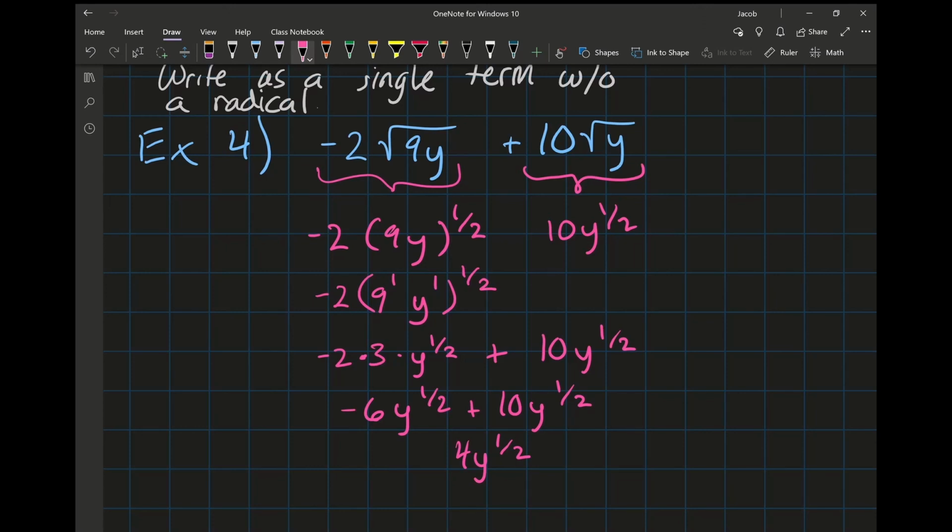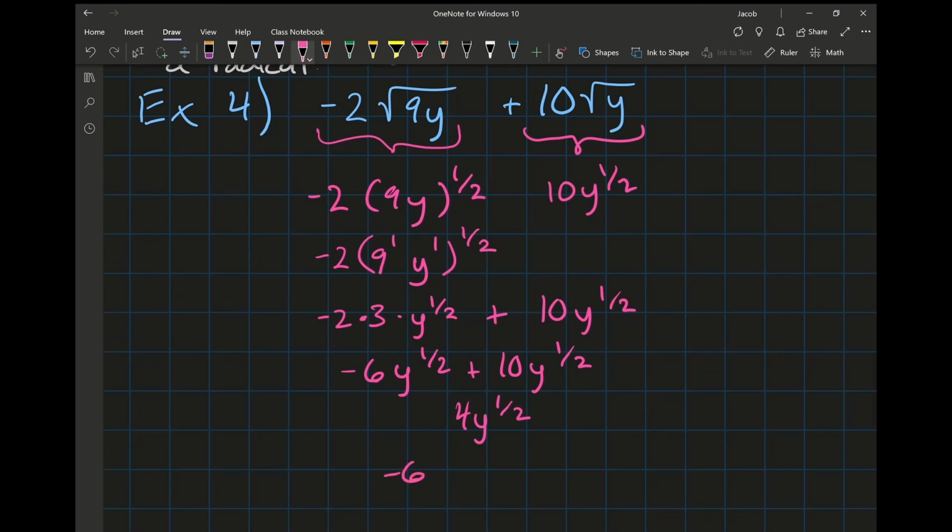Right, you wouldn't think twice if this were -6x plus 10x. You would just get 4x. But here, it's just a little bit trickier. And of course, this is the best form we can hope for when it comes to being able to analyze this with a calculus mindset.